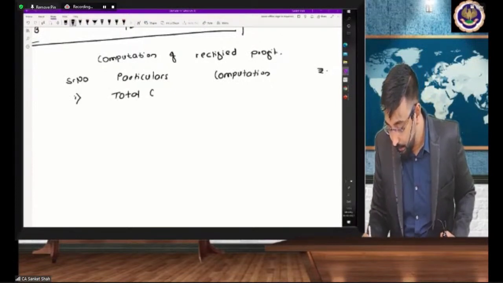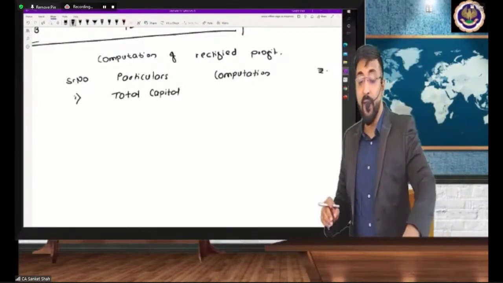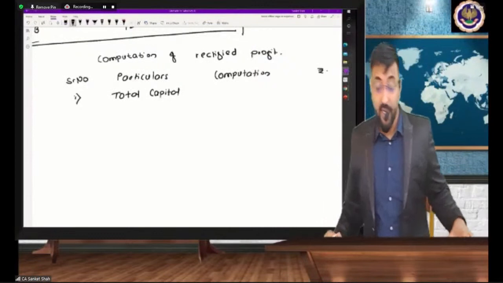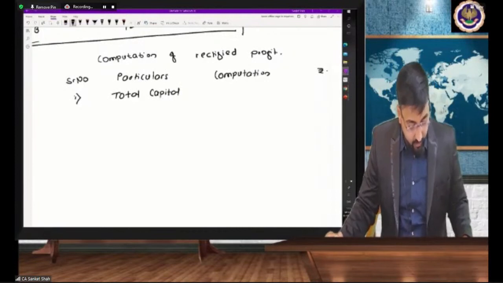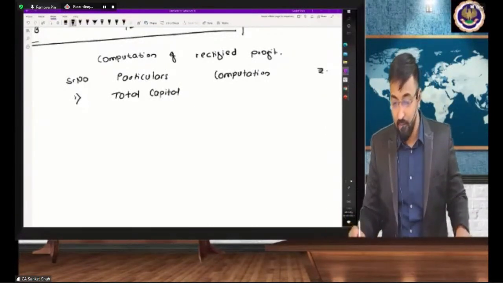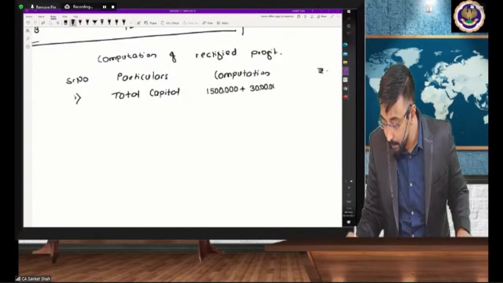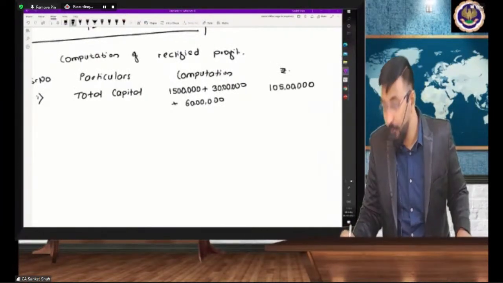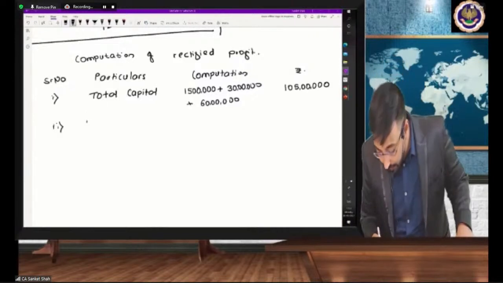Total capital. Yes, beta. Tell me, what is total capital? Everyone, those who are attending in the live session, you have to answer. Yes, tell me, what is total capital? Yes, correct. We will directly consider 2%. Total capital, beta: 15 lakhs plus 30 lakhs plus 60 lakhs. Tell me the amount. 1 crore 5 lakhs. Roman 2, interest on capital.